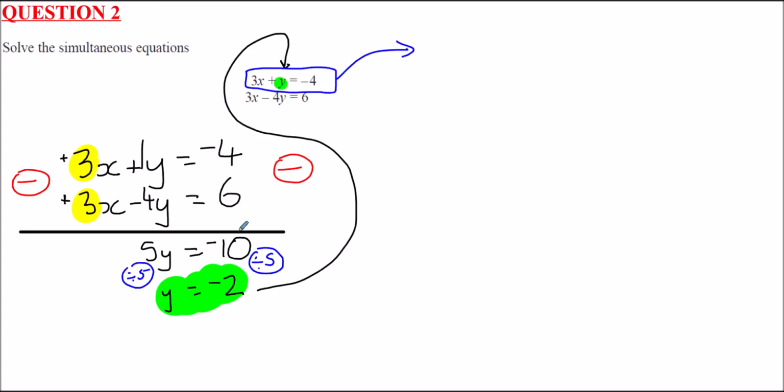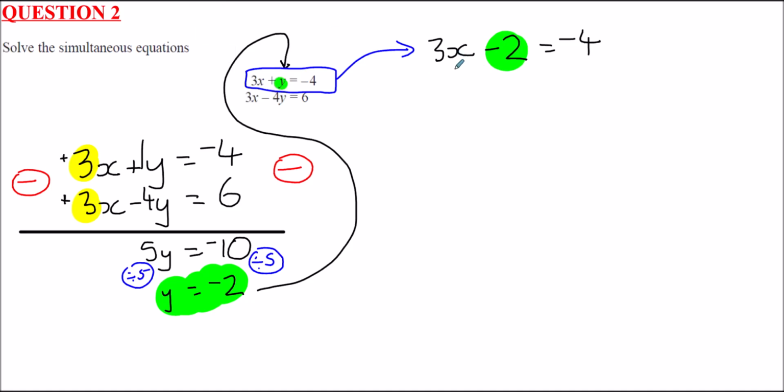substituting in minus 2 in place of y, this one becomes 3x plus y, so plus minus 2. Adding minus 2 is just the same as minus 2. That equals minus 4. So all I've done here is I've erased y, the letter, and put in the value of y in its place. That's y, and minus 2 is y. So I've just switched the letter for the number. Now we just need to solve it.